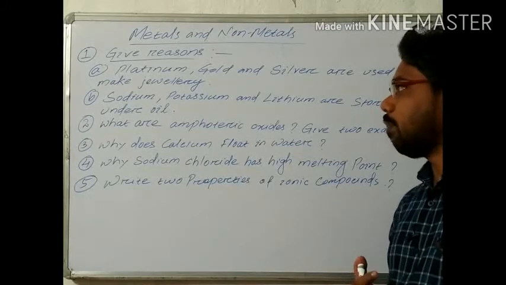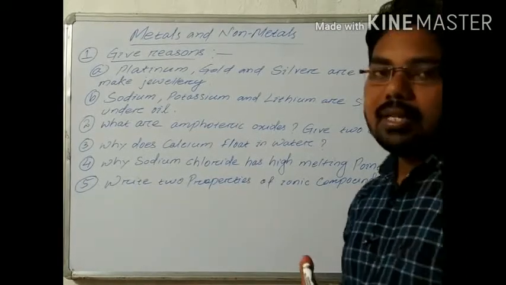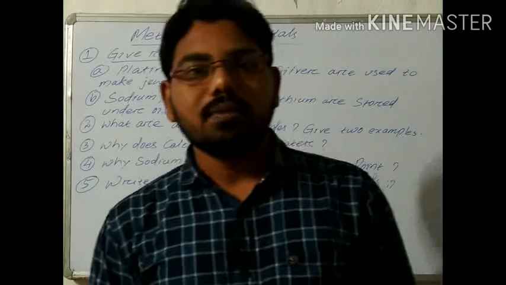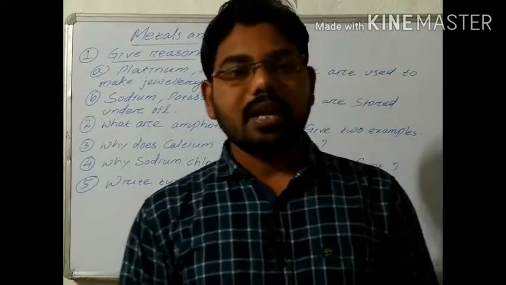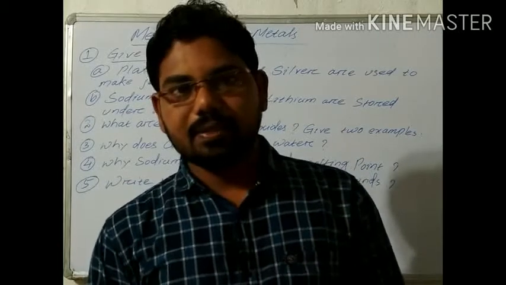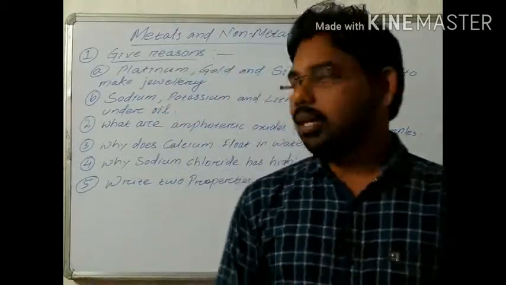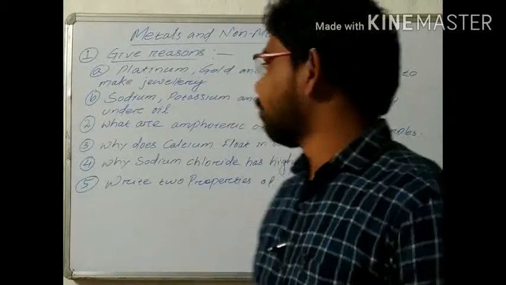Metals like platinum, gold and silver have the properties of being ductile and malleable, and they are less reactive. Due to these properties they are used as jewelry.